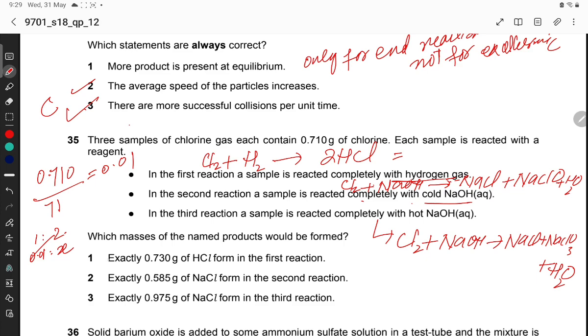Which masses of the named product would be formed? 0.01 into 2 is equal to 0.02. Sorry, the Mr of HCl is 36.5.